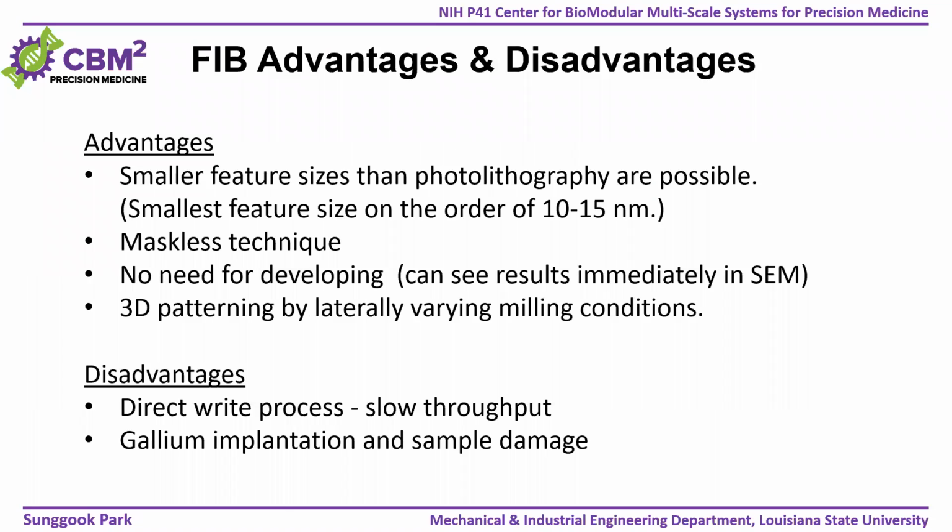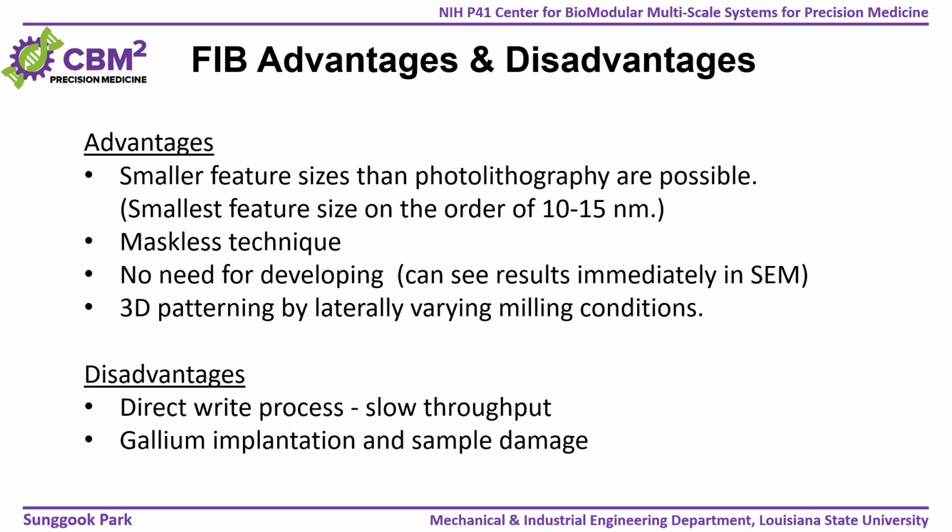Again, some advantages and disadvantages. The smallest practical feature size is around 10 to 15 nanometers, or 20 nanometers, I would safely say. This is a maskless technique, and you don't need to develop; it directly etches the substrate material. And by changing the parameters, you can produce three-dimensional patterns. I will show an example of these three-dimensional patterns later.